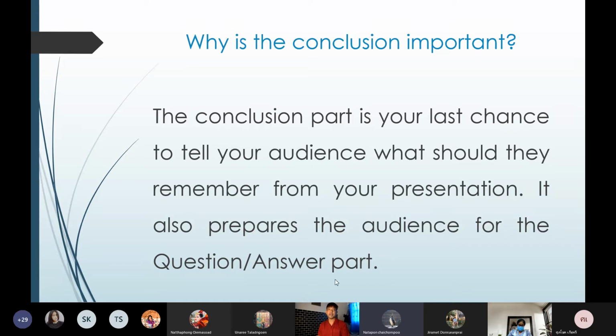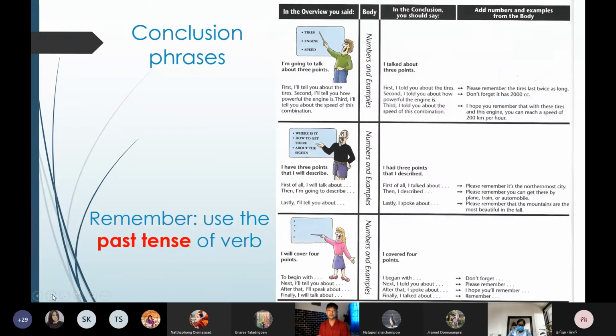Go to the next slide, please. Let's move on to the next one. Now I'm doing transition signals. In the conclusion part, you can see on the left, in the overview, meaning in the introduction you said, can you remember, I'm going to talk about 3 points. In the conclusion, you should say, I talked about.